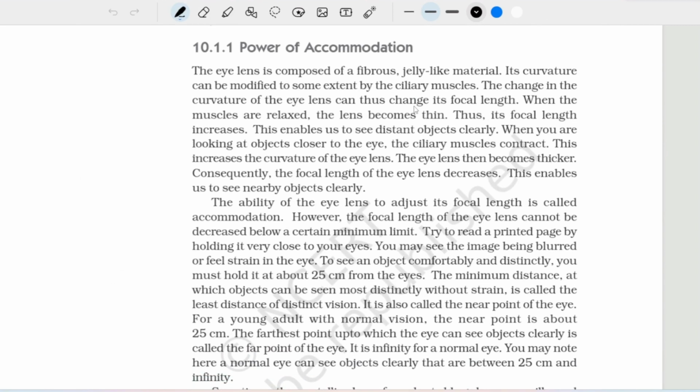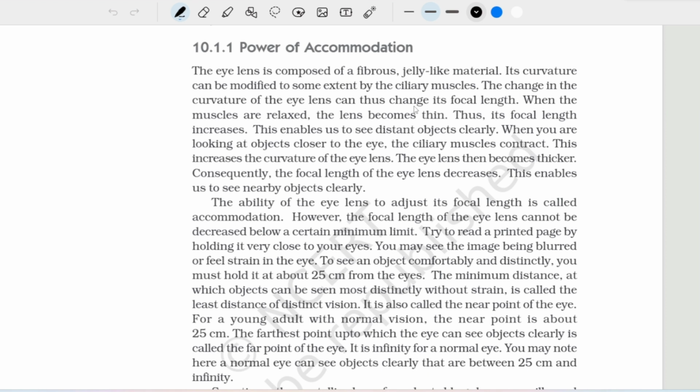Okay. So in our previous lecture, we discussed the construction of the eye and the different elements or organs the eye has, and the retina, and how we are able to see something with our eye, right? Today, we'll read about the power of accommodation, basically how the lens changes itself so that it forms the correct image on the screen, or correct image on the retina.